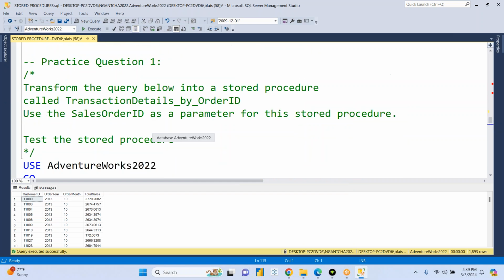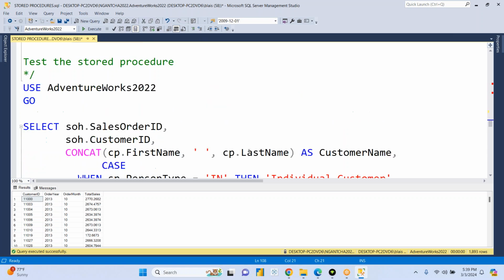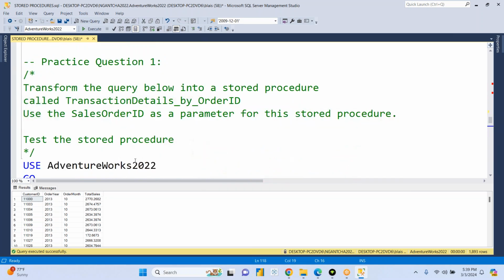So I've decided to, you know what, let's transform that query to a stored procedure called this. So I'm giving you the name of the stored procedure. Now let's use sales order ID as a parameter for this stored procedure. I don't want us to sleep right here. I'm not going to execute this. It's going to take forever. Let's first of all package that as a stored procedure under this name.